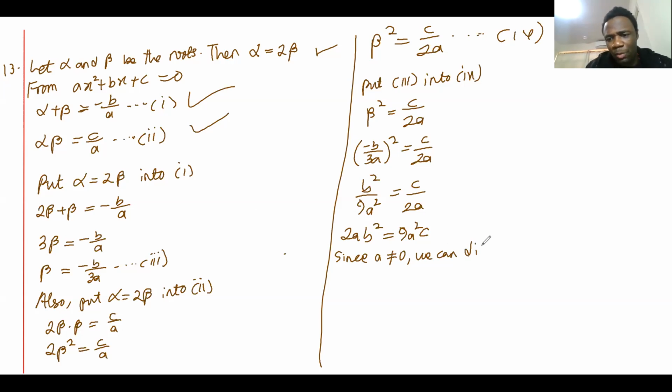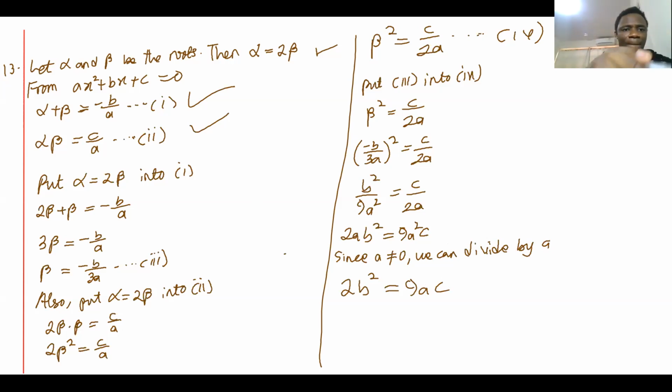Because if a is possibly 0, you cannot divide by a. In this case, I can't divide by c because my c could be 0, and nothing in this question says c is not 0. So I can't assume that c is not 0. But I know for a fact that a cannot be 0, so I can divide by that. If I divide both sides by a, I get 2b squared equals 9ac. Isn't that what we were asked to show in number 13? Can you see that?